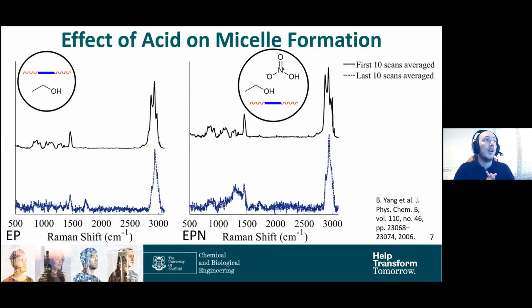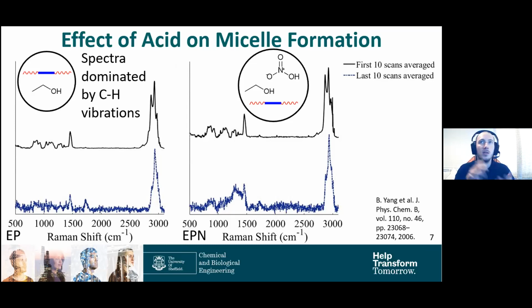Here, we're looking at our first, most simple droplets. So on the left, we have ethanol Pluronic, very simple, and then acidified ethanol Pluronic with nitric acid. This is the first 10 scans, which have been averaged, and the last 10 scans in the blue. As you can see, the spectra is just dominated by the CH vibrations. There's not much else we see, and not much else we expect to see.